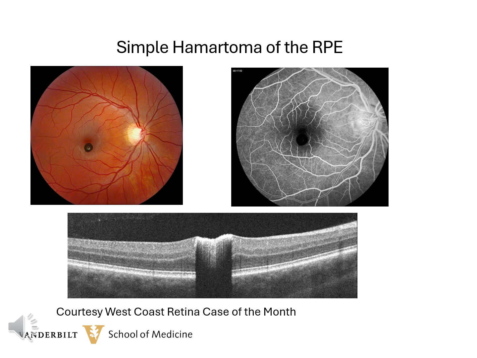Here is a very striking case of a simple hamartoma of the retinal pigment epithelium. It is courtesy of the West Coast Retina Case of the Month, published a number of years ago. Many times, these hamartomas are an incidental finding, as in this case, or there may be a slight decrease in vision. You can see that it is very black and just inferior to the fovea, and on the angiogram blocks the dye totally underneath it. The rest of the angiogram is normal. The very nice OCT shows that this lesion is at the inner surface of the retina.